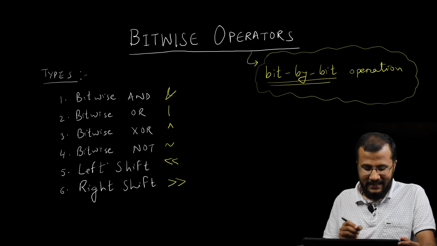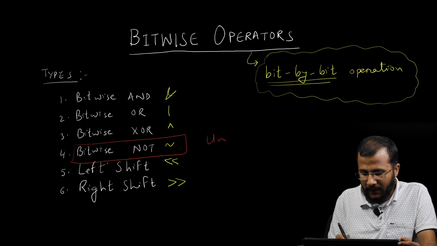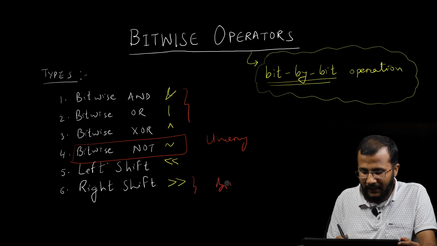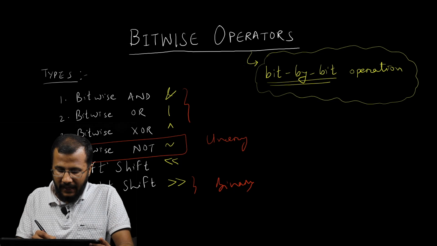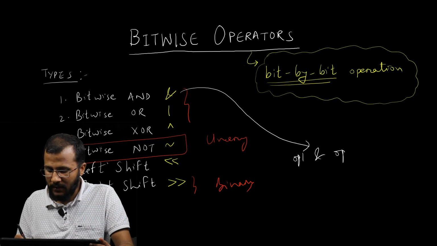Out of all these 6 operators, bitwise NOT is a unary operator, and all other operators are binary operators, meaning they will have 2 operands. Now let's take an example of bitwise AND. It takes 2 operands because it's a binary operator. So let's say OP1 is the first operand and OP2 is the second operand.